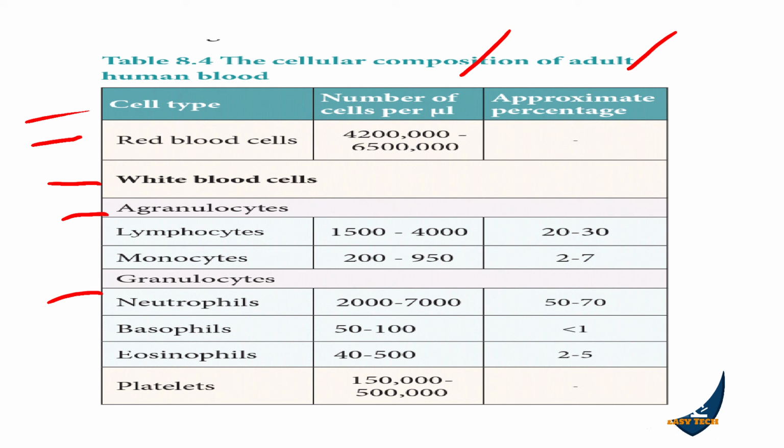Neutrophils, basophils, eosinophils, and platelets are granulocytes. So in that we have seen about the neutrophils. They are 2000 to 7000, 50 to 70%. Basophils 50 to 100, less than 1%. Eosinophils 40 to 500, 2 to 5%. Platelets 1,50,000 to 5 lakhs. So from this they can ask a 1 mark question.